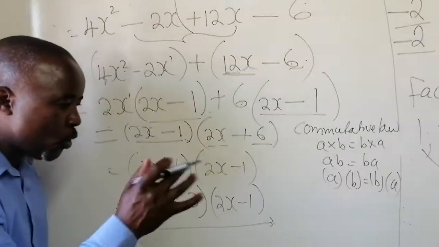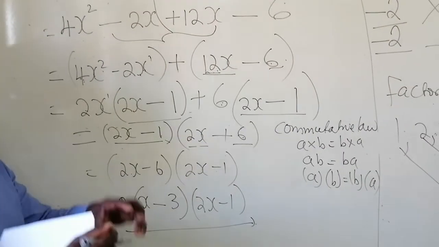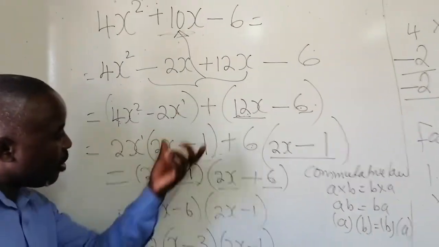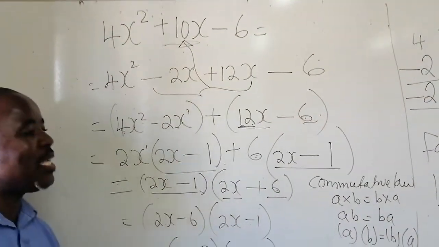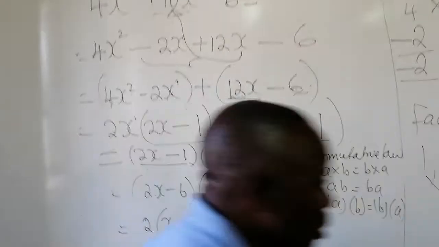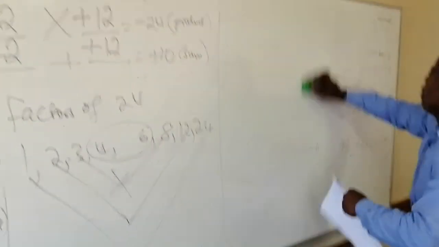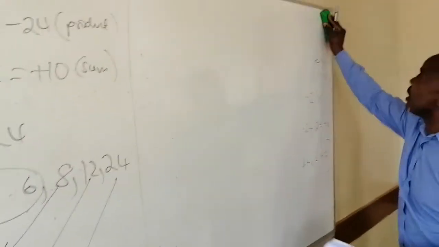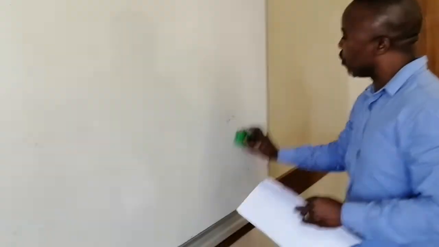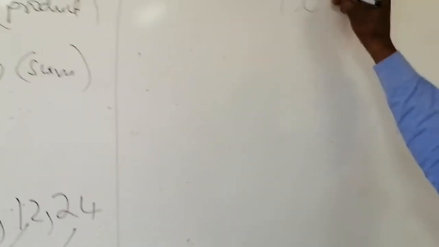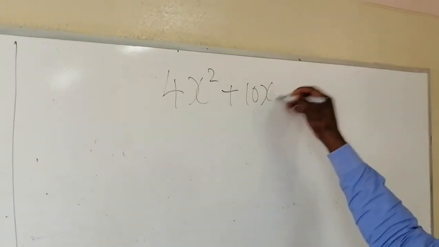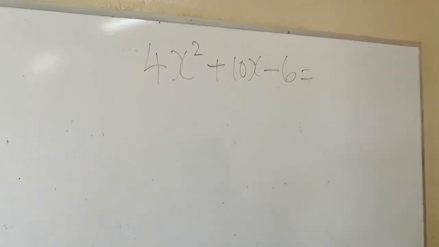I'm just going to show you one other way of doing it without going into these and factorizing at the end. So for the same problem, I'm not going to rework the problem. I'm just showing you another way of factoring that out. So it's 4x squared plus 10x minus 6.